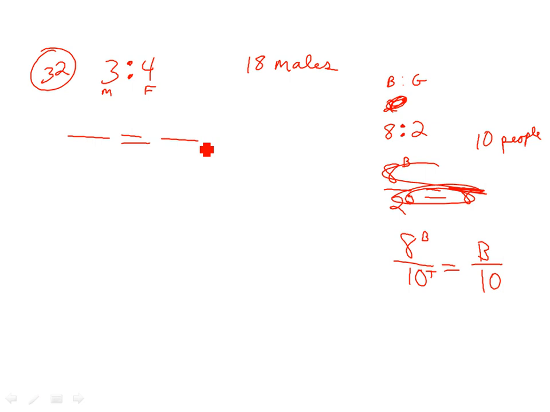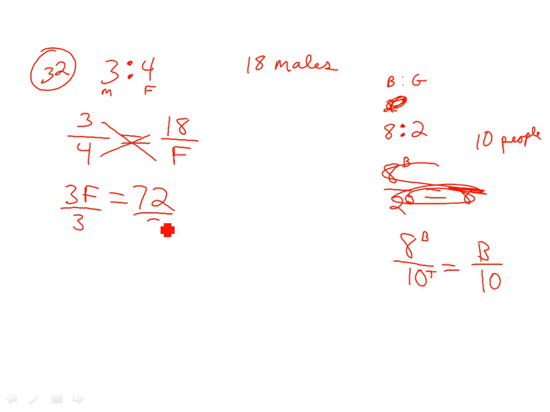What's my first ratio going to be? 3 over 4. Where does the 18 go? On top. And what goes on bottom? F, X, whatever you want to use. Cross multiply. What are these called again? First and fourth are called the extremes. So that's 3F. The means: 4 times 18 is what? 72. Then what do you do? What's that give you? 72.